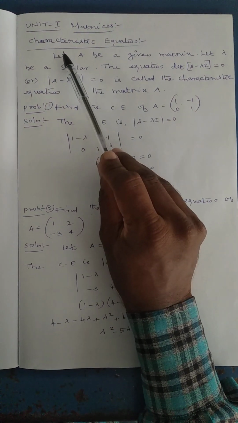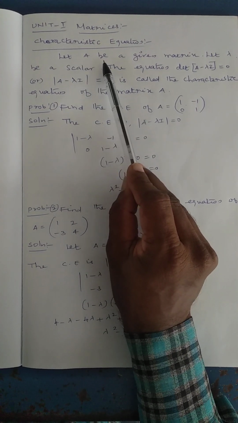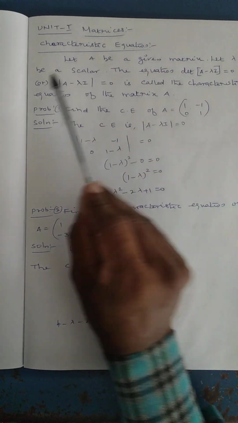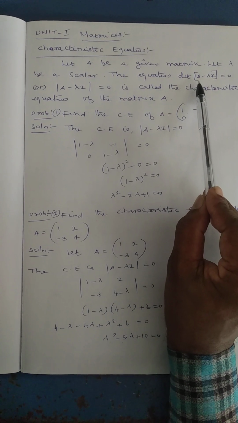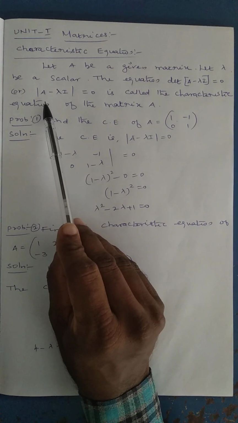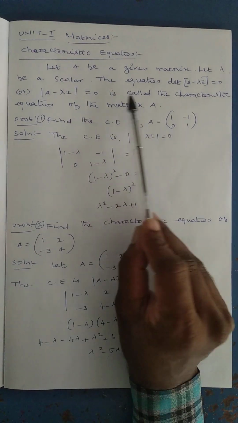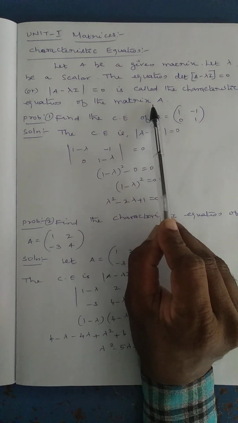First one, characteristic equation. Let capital A be a given matrix. Let lambda be a scalar. The equation determinant of A minus lambda I equals 0 is called the characteristic equation of the matrix capital A.